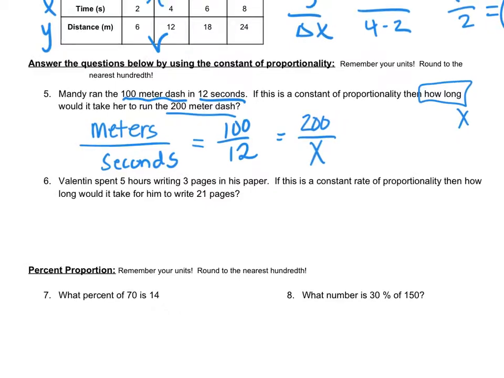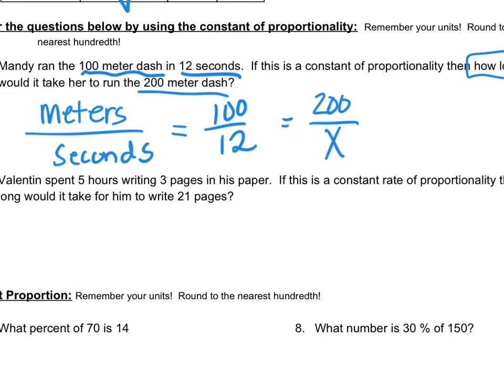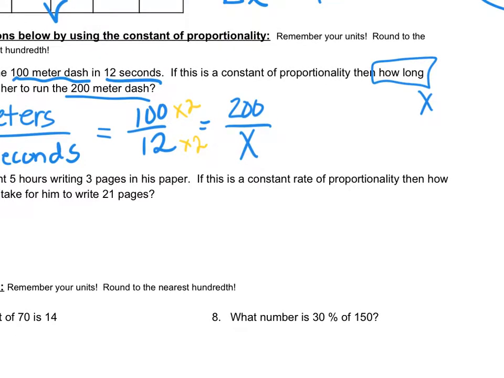So on these, you can still do the cross multiply and divide. Or can you guys kind of easily see how many times 100 will go into 200? Yeah, how many times? 2. So times 2 on top, times 2 on the bottom. So 12 times 2 is what? 24. That's how I figured it out. Is that right, Marie?